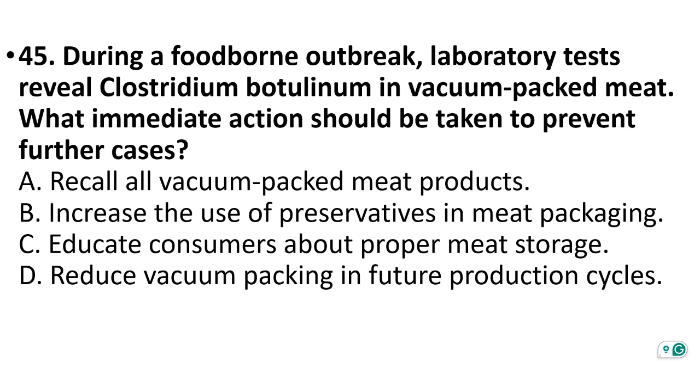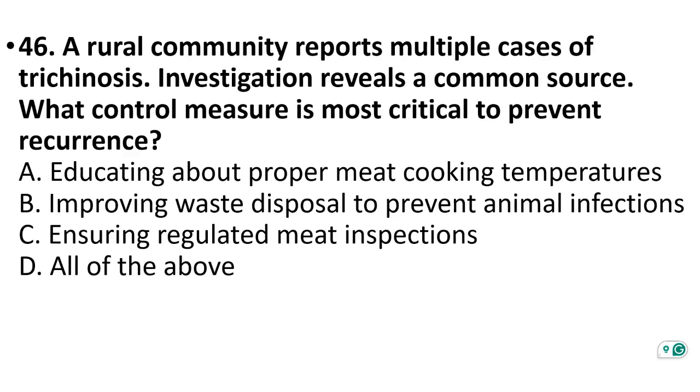45. During a foodborne outbreak, laboratory tests reveal Clostridium botulinum in vacuum packed meat. What immediate action should be taken to prevent further cases? Recall all vacuum packed meat products. Increase the use of preservatives in meat packaging. Educate consumers about proper meat storage. Reduce vacuum packaging in future production cycles. Your answer is option A. Recall all vacuum packed meat products.